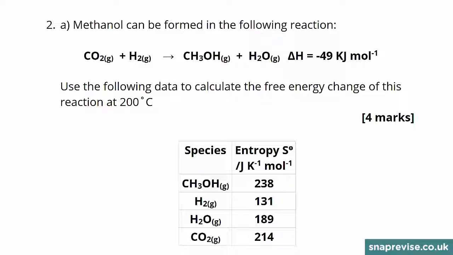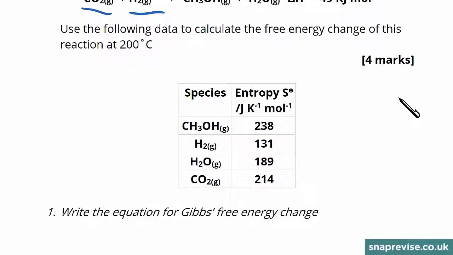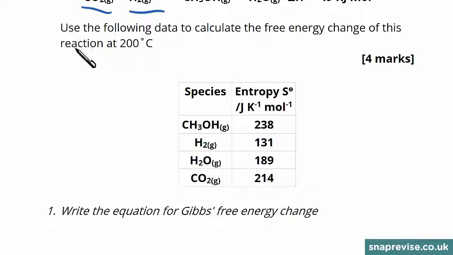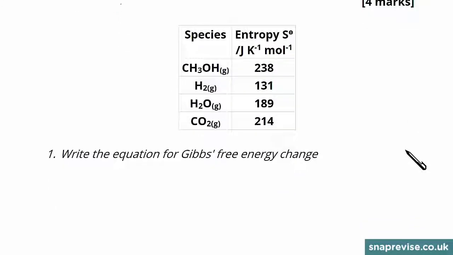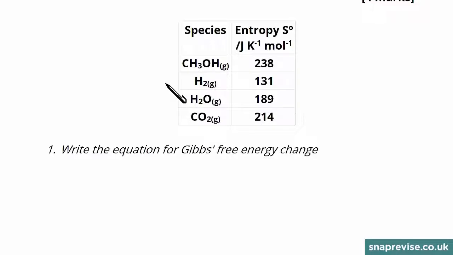The next question tells us that methanol can be formed in the following process. It then gives us a reaction between carbon dioxide and hydrogen gas to form the methanol and water. And it tells us the enthalpy change of the reaction is minus 49 kilojoules per mole, so it's exothermic. Use the following data to calculate the free energy change of this reaction at 200 degrees Celsius. And then we're given a table with all of the entropies of the species involved.